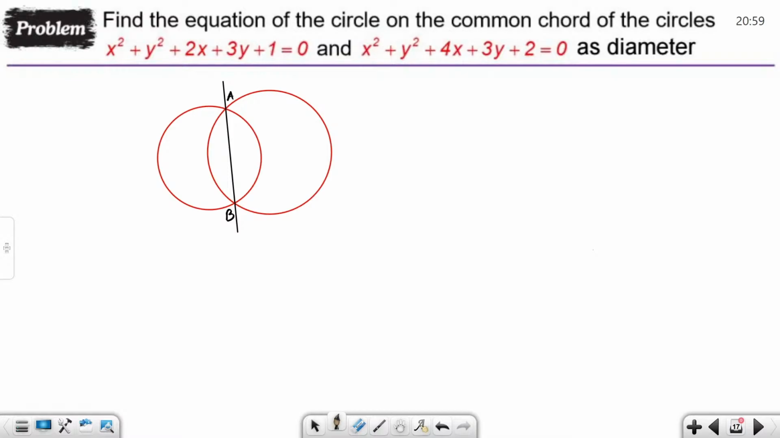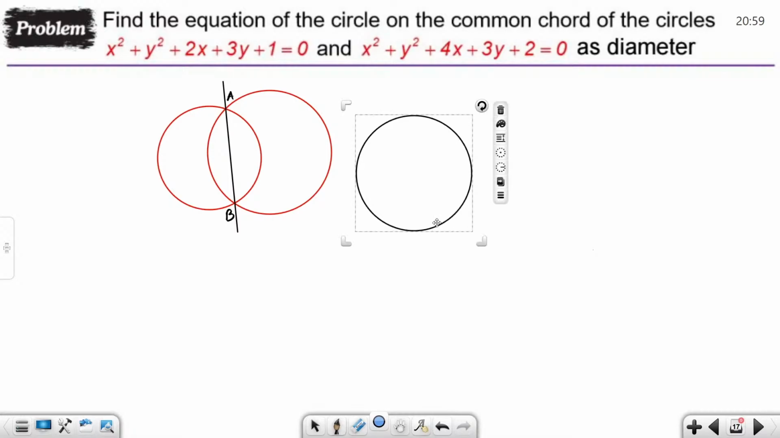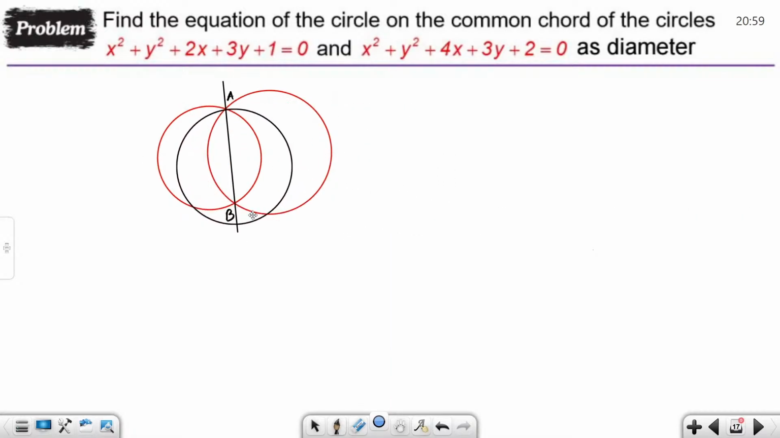You have to find out the equation of that circle which is not only passing through A and B, but for which AB is also the diameter of that required circle. Getting my point? So we have to find out the equation of this circle. Right? This is our required circle. So for the required circle, what have they said? AB is the diameter of that circle. Now we can easily see that this is our first circle.